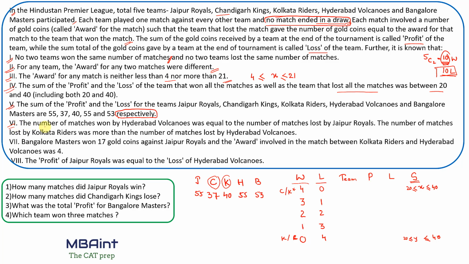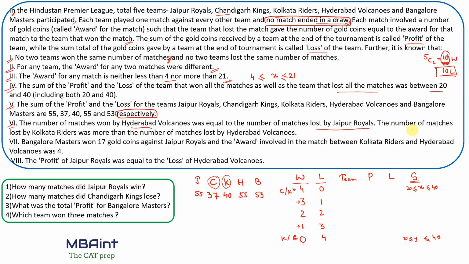The sixth point says that the number of matches won by Hyderabad was equal to the number of matches lost by Jaipur Royals. So the possible combination could be either this, Jaipur Royals and Hyderabad. The possible combination is this one and this one, because if this is Hyderabad, it wins 3 matches, and the number of matches lost by Jaipur would be 3. Now this can also be Hyderabad, the number of matches won by Hyderabad is 1, then the number of matches lost by Jaipur would be 1. So these are the two possible combinations, we'll keep in mind.